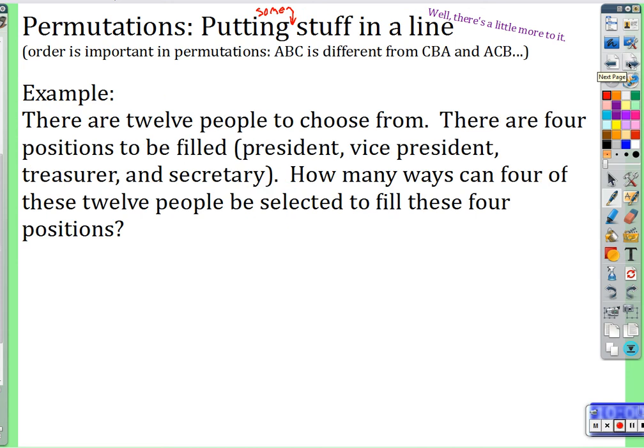So there's 12 people to choose from. There's 4 positions to be filled: president, vice president, treasurer, secretary. How many ways can 4 of these 12 people be selected to fill the 4 positions? So on your own, just make sure everybody individually is good to go, and I'll come look at your work.